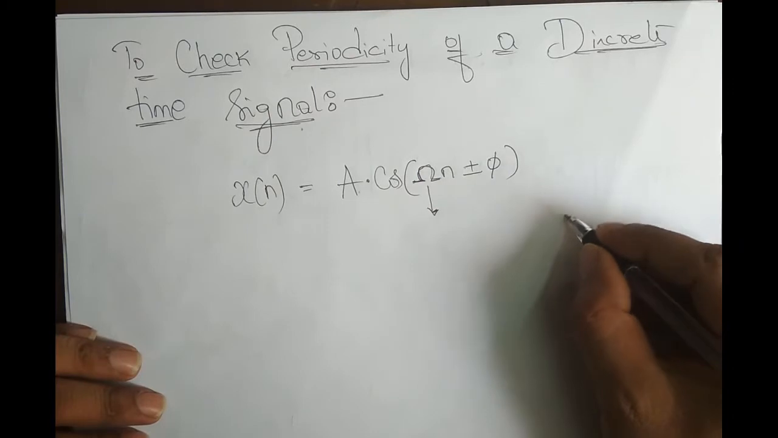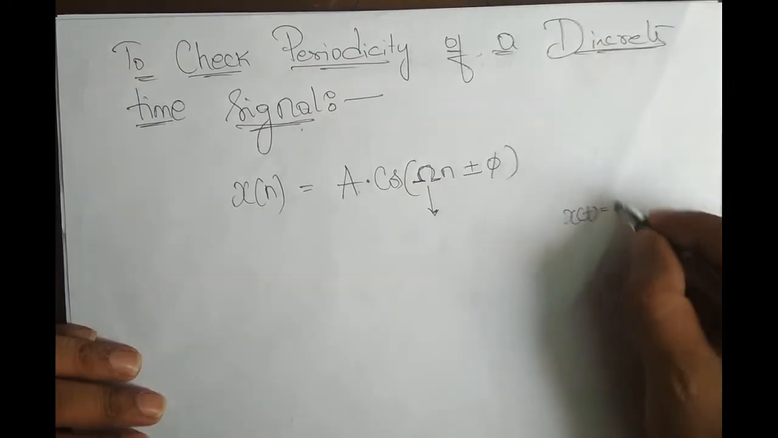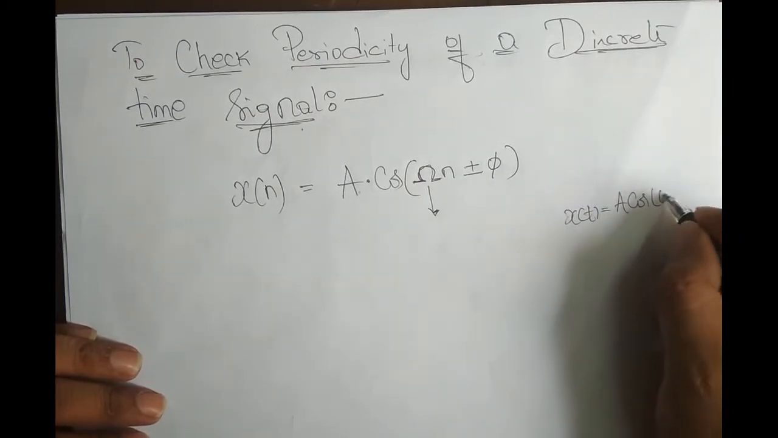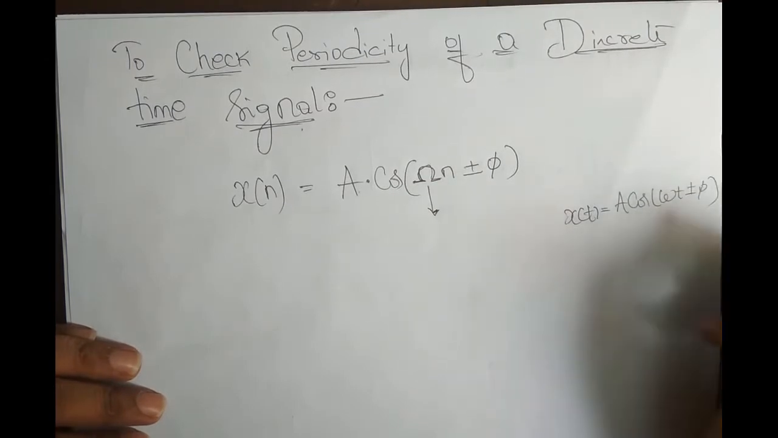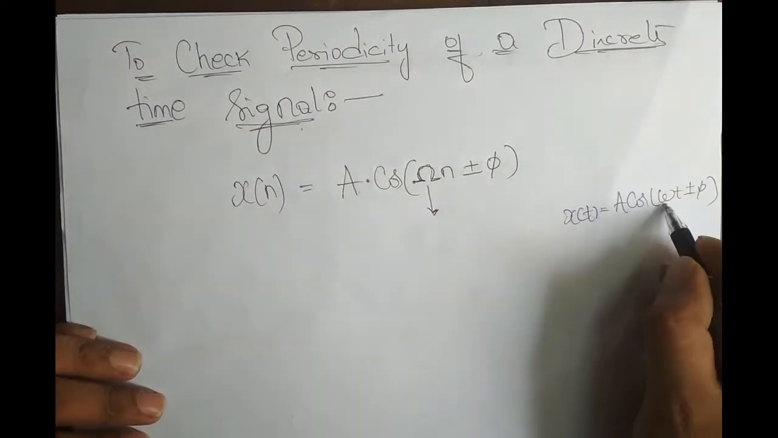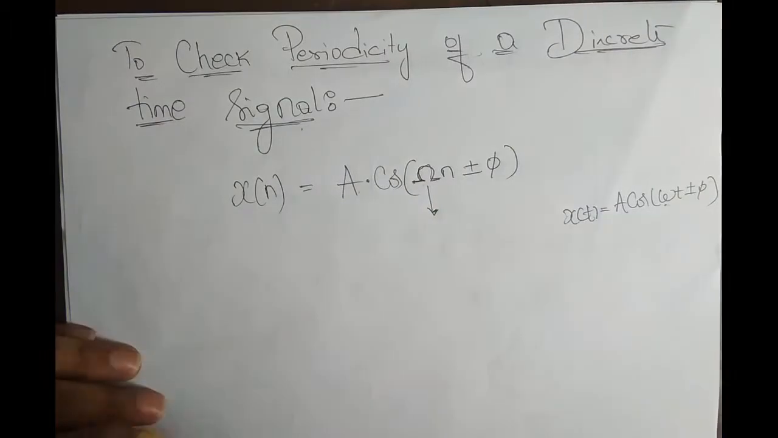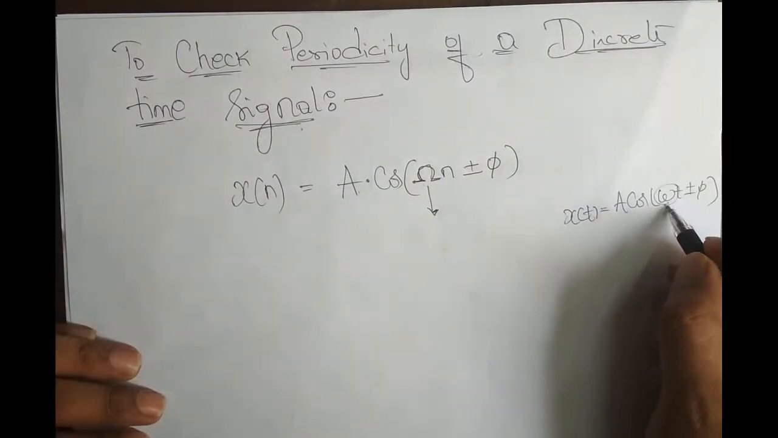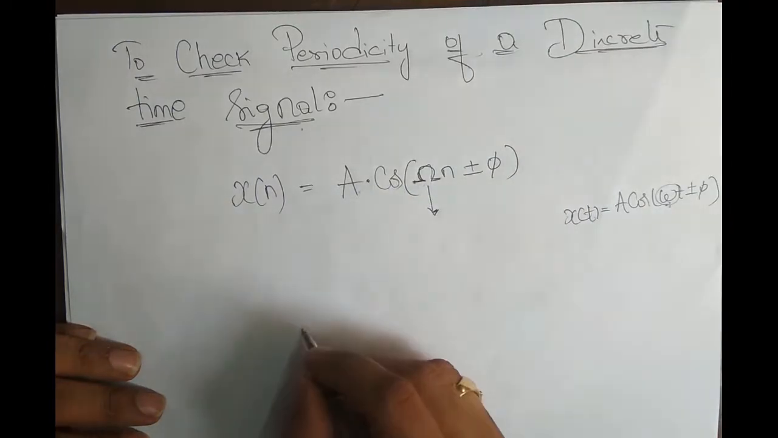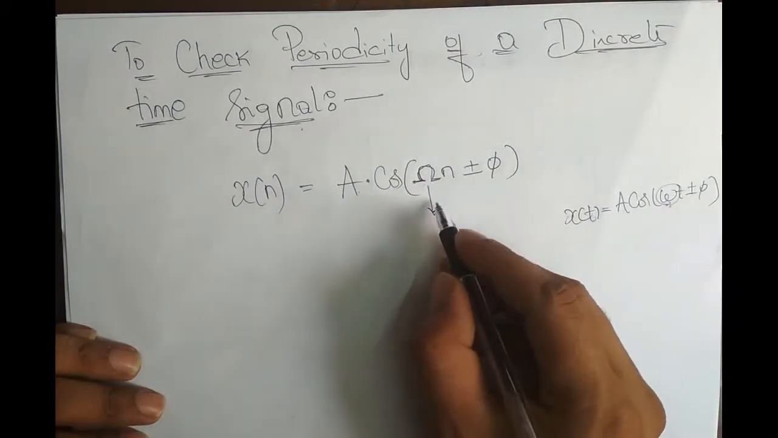Whenever we are representing a discrete time signal, the omega will change here. Unlike our continuous time signal, where x of t was A into cos of omega t plus or minus phi. Now this is for continuous time signal and this is for discrete time signal. What is the unit here? It is radians per second. Whereas what is the unit here? Radians per sample.